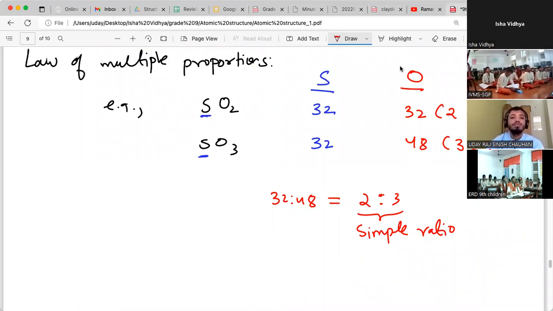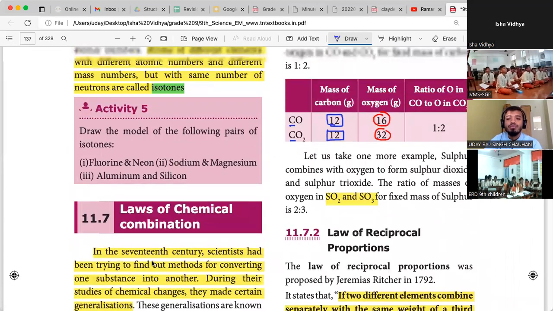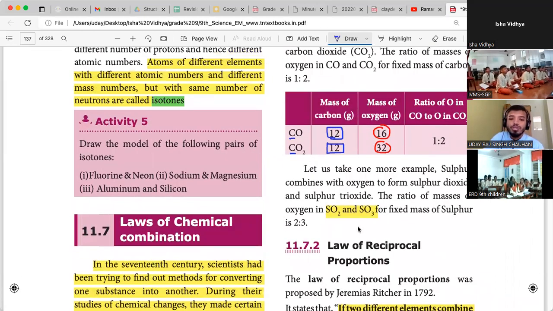This definition you should remember. When two elements A and B, like the examples we have taken, carbon and oxygen, sulfur and oxygen, form more than one compound, you fix one of the elements. It could be any one, if it has the same number of atoms in both. You fix that, find the mass of the other which it is combining with, and take the ratio. That ratio will be a simple ratio. Here it is 1 is to 2, here it is 2 is to 3, 1 is to 3, like that.